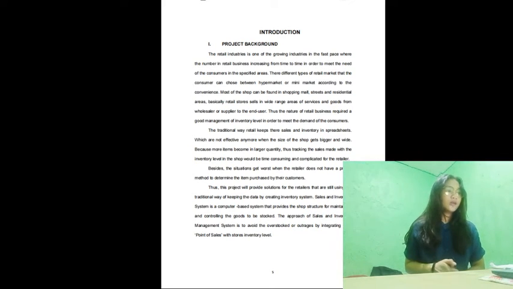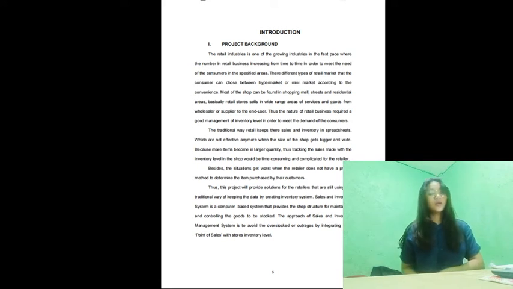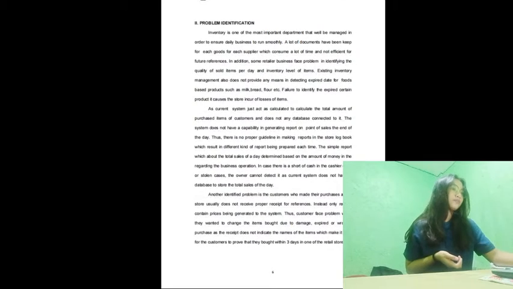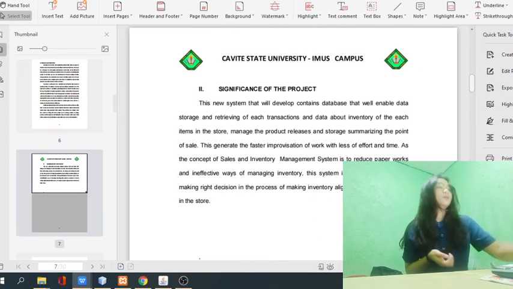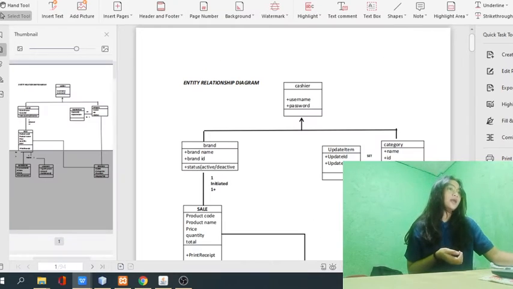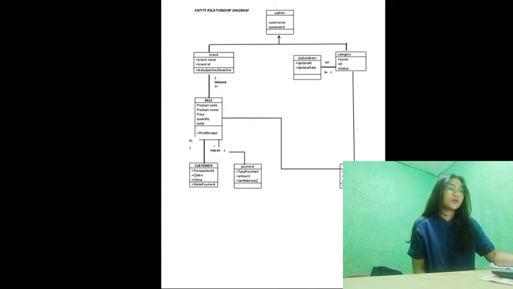The sales and inventory system is a man-computer-based system that provides the shop structure for maintaining and controlling the goods to be stocked. It is an approach of sales and inventory management to avoid overstock or outages by integrating daily point of sales with store inventory level. So let's forward. Let's talk about now the environment of the sales and inventory system.